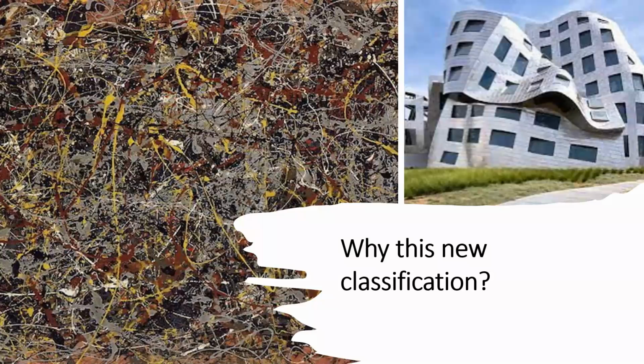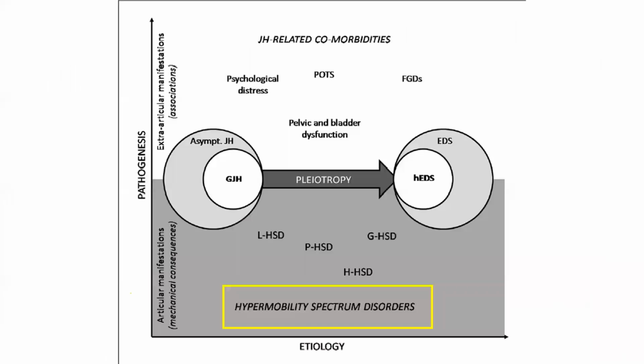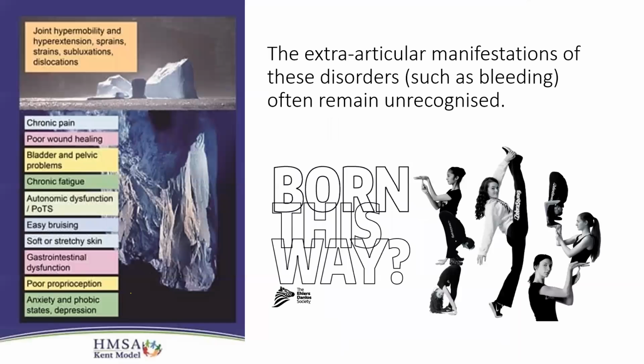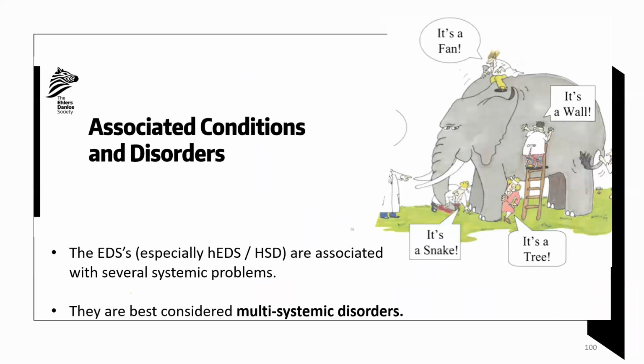So why this new postmodern classification? We now realize and recognize that hypermobility spectrum disorders are a spectrum of diseases from asymptomatic joint hypermobility to the Ehlers-Danlos syndromes, and that they have several overlapping clinical features. So in hypermobility, the joint dislocations, skin hyperextensibility, subluxations is really just the tip of the iceberg. These patients have several other problems, which I'm going to tell you a little bit about.